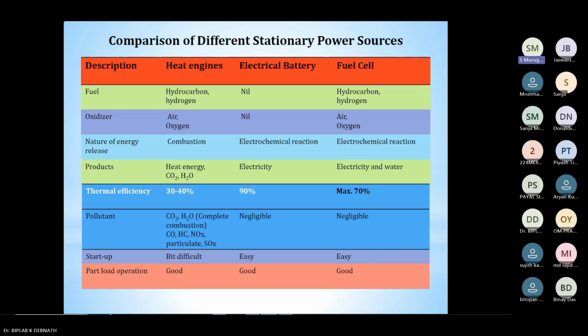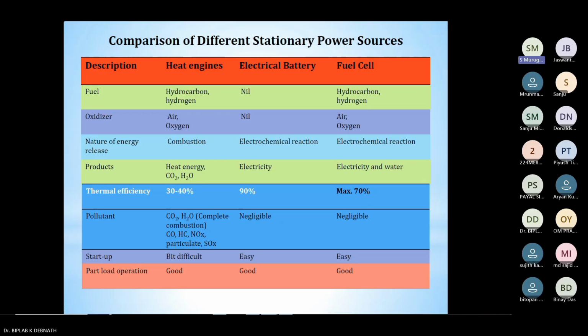Then the nature of energy release. Generally, of course, we get heat during combustion in a heat engine, whereas in an electrical battery, due to electrochemical reaction, energy is released from the discharge. Electrical energy is discharged from the electrical battery. In a fuel cell, as I told, because of electrochemical reaction, the energy possessed by a fuel is converted into electrical energy.